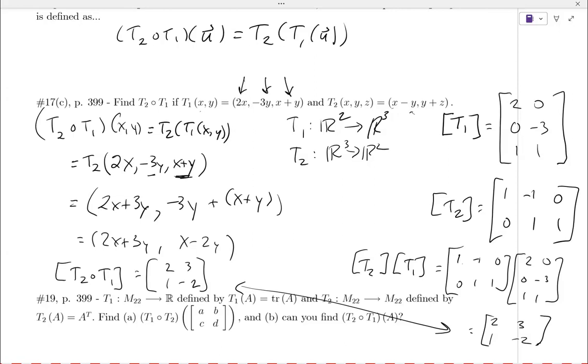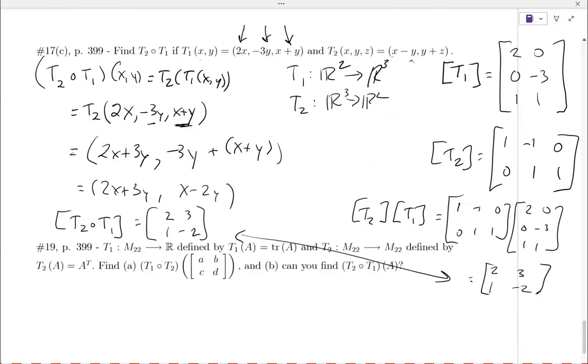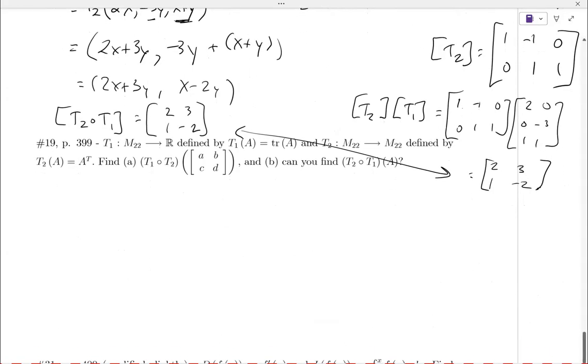So notice in the next one, we're not going from R3s to R2s or R2s to R3s or anything along those lines. Your T1 is going from the set of 2 by 2 matrices to the real numbers. And we're going to take the trace of the matrix, and it's been a while since we've talked about that, if we've talked about it at all, because there's not a lot we do with trace for what we've done. Trace just means you add the main diagonal. That's all trace means. Take the main diagonal entries and add them together.